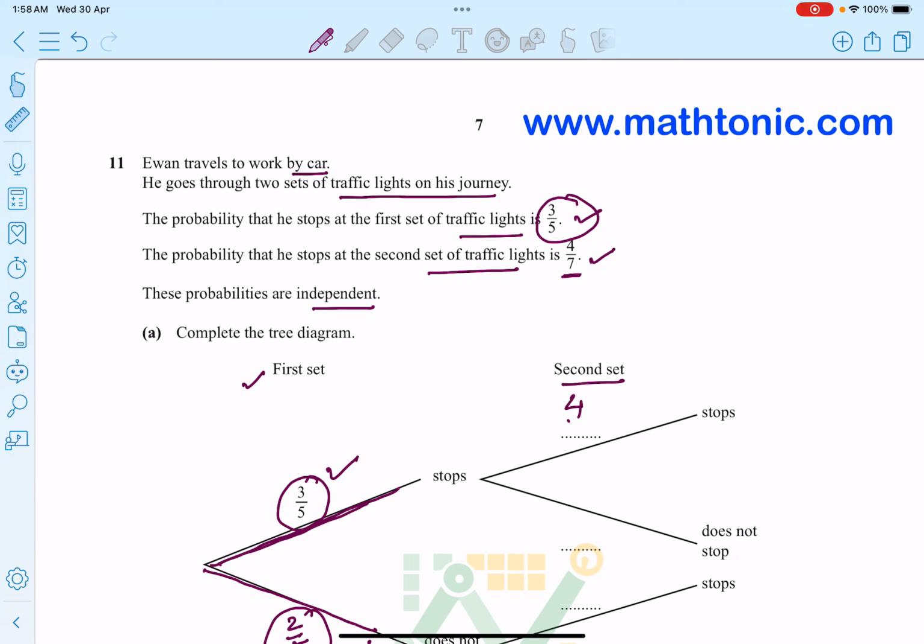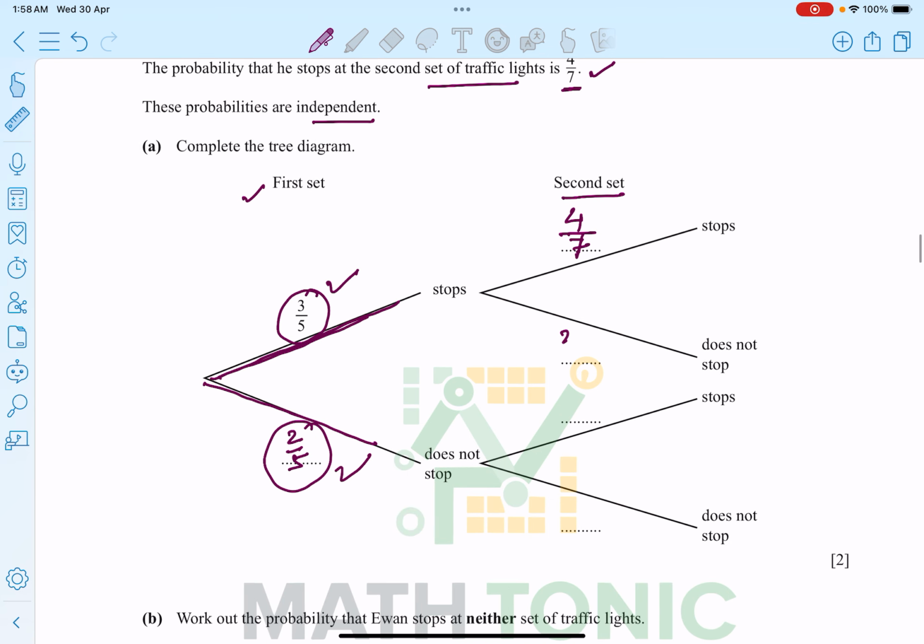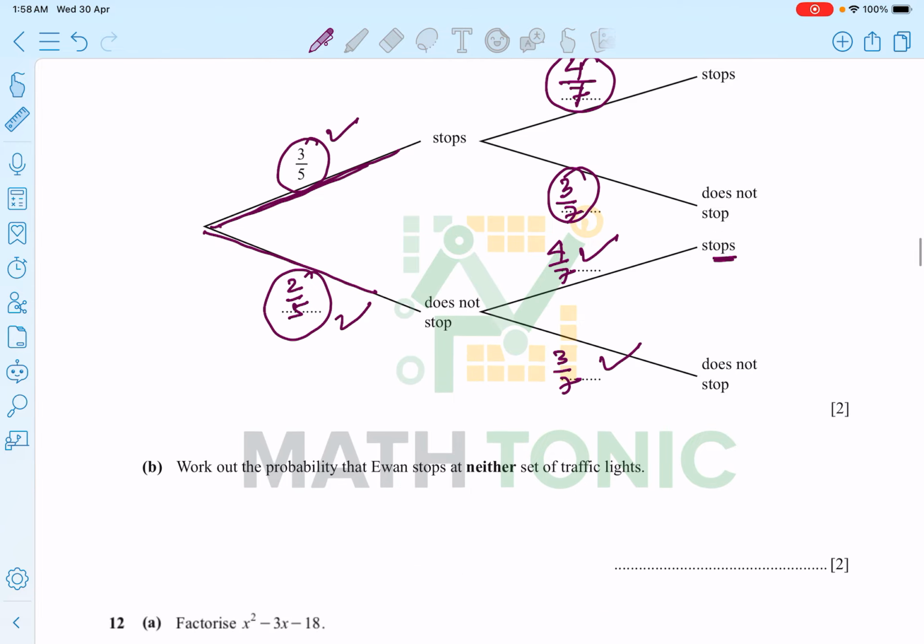So if this is 4 out of 7, then what should this probability be? 3 out of 7, right? This is exactly the same again. 4 out of 7 for stops, and doesn't stop will be 3 out of 7, because these two values should add up to 1. Again, these two values should add up to 1. Got it? Yes. What is the next question?